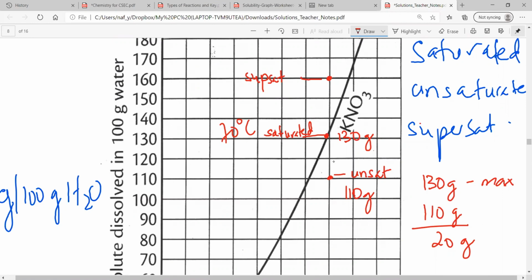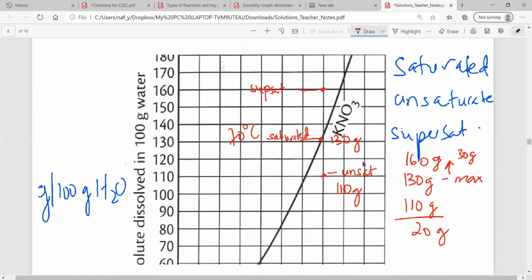I now have 160 grams. Remember, at 70 degrees Celsius, my maximum would have been 130 grams. I now can get over the amount. So this is now 30 more grams than the maximum. What does that tell me? I have more than the amount, and so it is a supersaturated solution because I have more than the maximum. So those are some of the things that we can explore using the solubility graph.